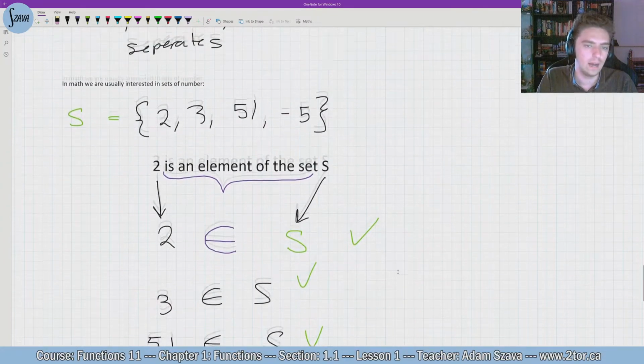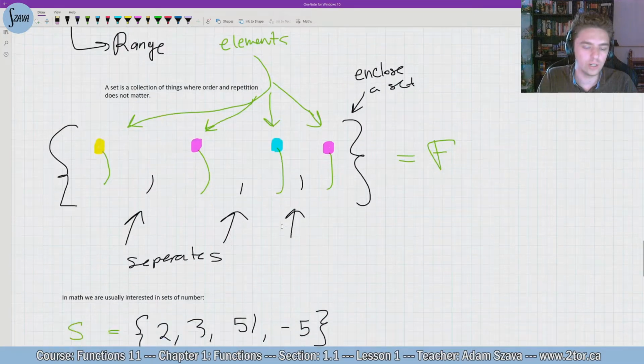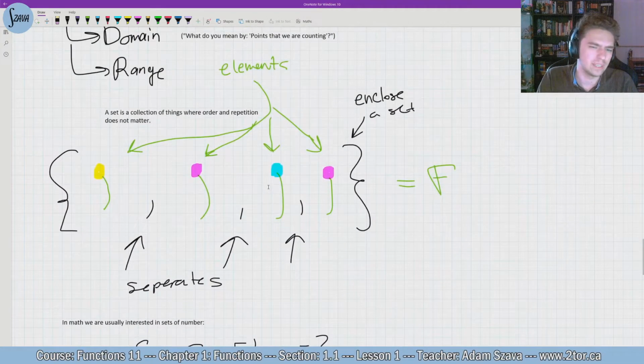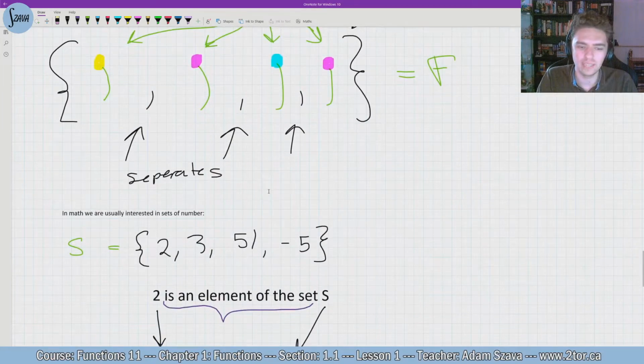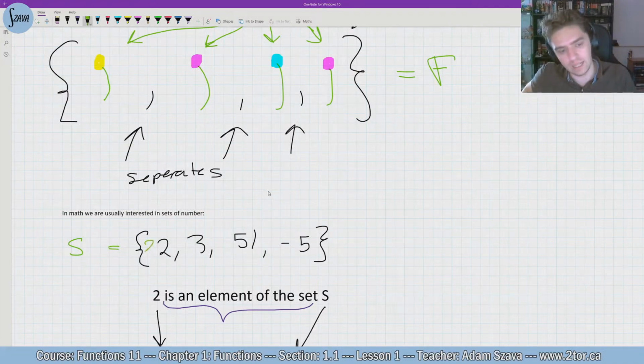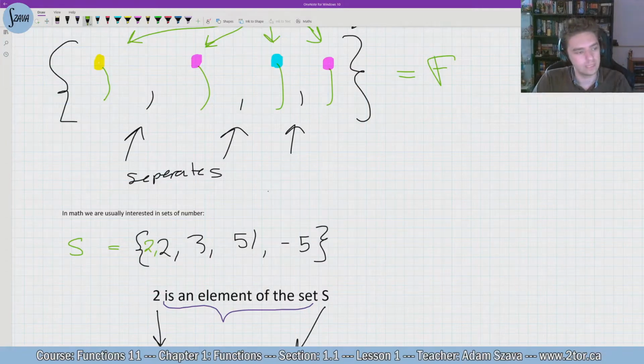Again, something to note here, order doesn't matter. You can put this in any order and they're all still elements. And repetition also doesn't matter, right? We don't really care about how many 2s are in the set. What we usually care about is that 2 is an element of it. So if 2 was here twice, that wouldn't change the set at all. In fact, it would be the exact same set.